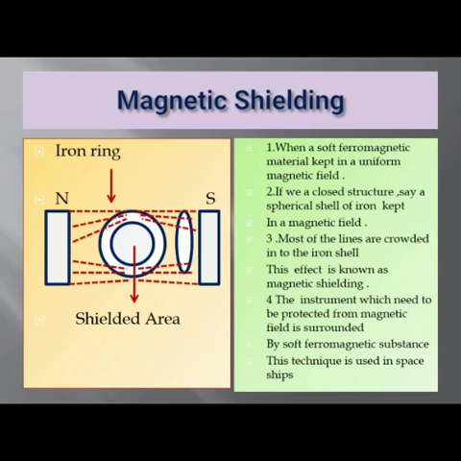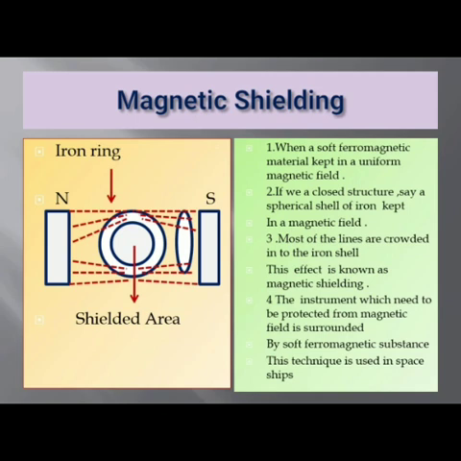The last application of magnetism is magnetic shielding. Students, in this, when a soft ferromagnetic material is kept in a uniform magnetic field, a large number of the magnetic lines crowd up inside the material, leaving a few outside. So if we have a closed structure of this material, say a spherical shell, as I have placed in this figure, kept in a magnetic field, few lines of force pass through the enclosed space. Most of the lines will be crowded into the iron shell. This particular effect is known as magnetic shielding.